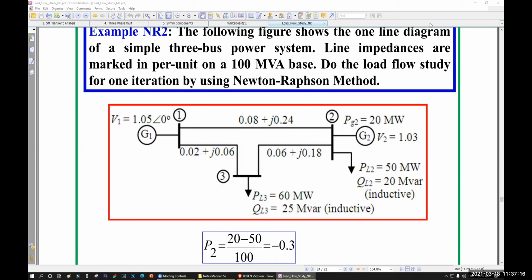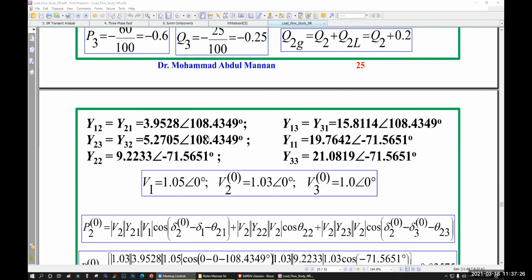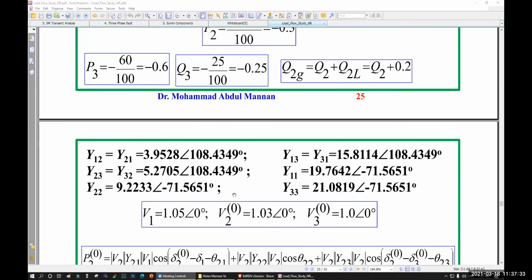They will have a form like this, right? That is a plus jb. So you have to convert that. You have to convert these and make them in polar form, right? You have to write them in polar form. So this is your Y bus.